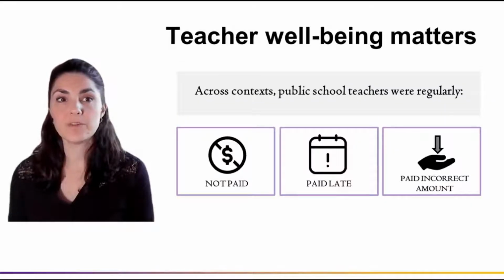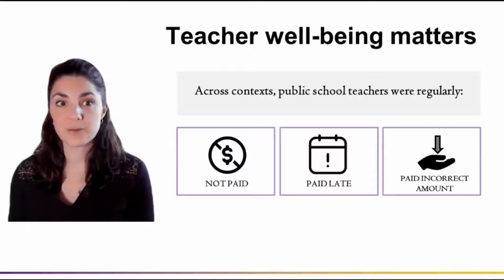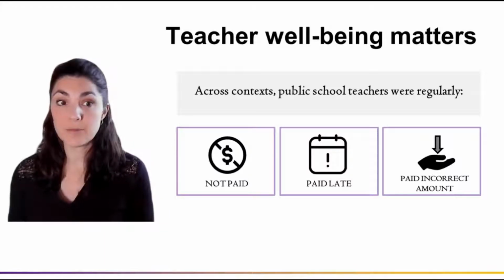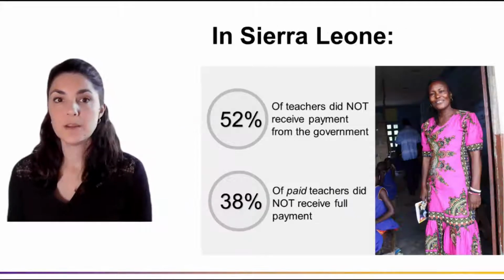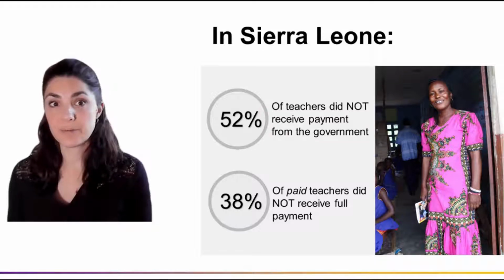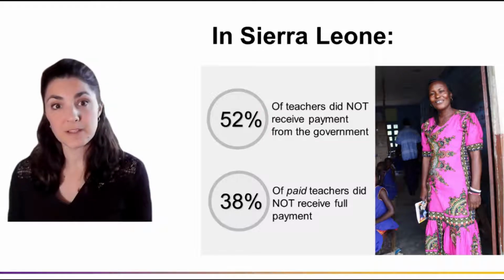Across contexts, we found that a major driver of teacher well-being was lack of teacher pay. We found that public school teachers were regularly not paid on time, or not paid the full and correct amount of their salary. For example, in our study in Sierra Leone, we found that 52% of teachers did not receive any payment from the government, and 38% of the teachers who were paid were not paid their correct salary amount.